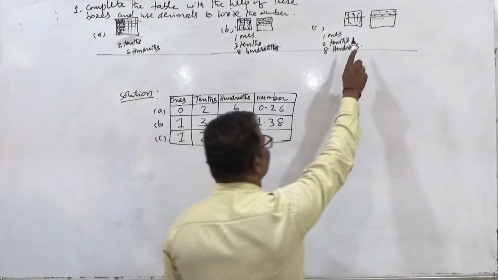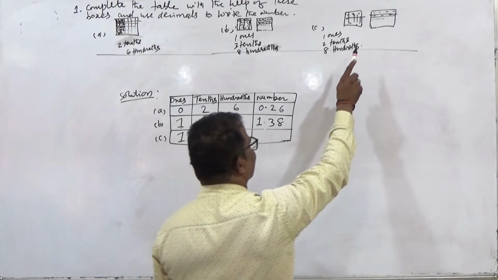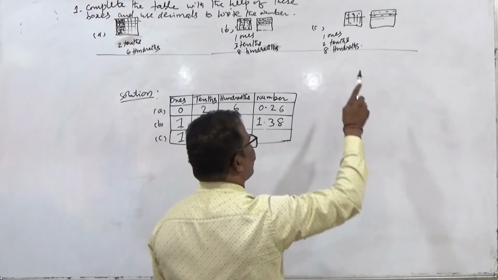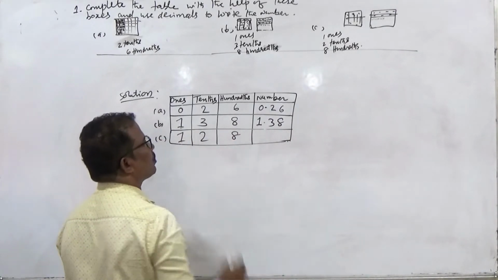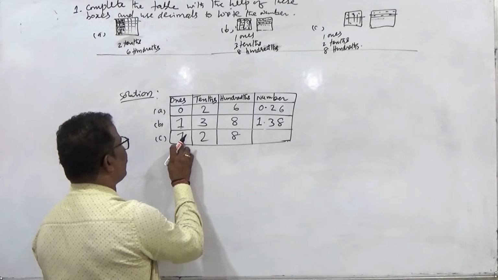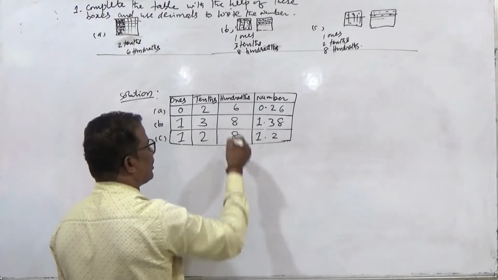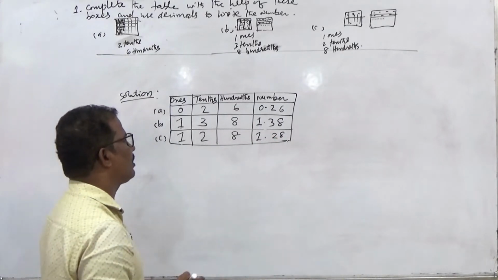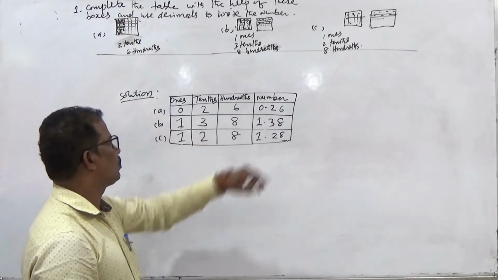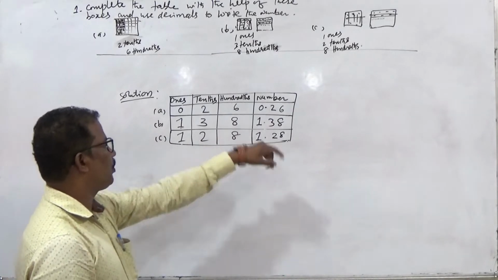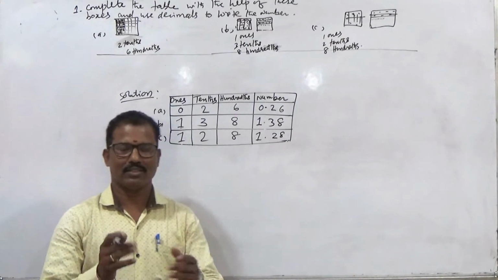And in the third one there is an incomplete block. In that how many are shaded? 8 circles are shaded, 2 are unshaded. For that we can say 8 hundredths. So in the hundredths how much is there? 8. So for this also the number together we can write, how much in ones? 1. Then in tenths it is 2, and hundredths it is 8. The decimal number for these given boxes is, for A question 0.26, for B question 1.38, and for C question 1.28. All of you understand? Good.